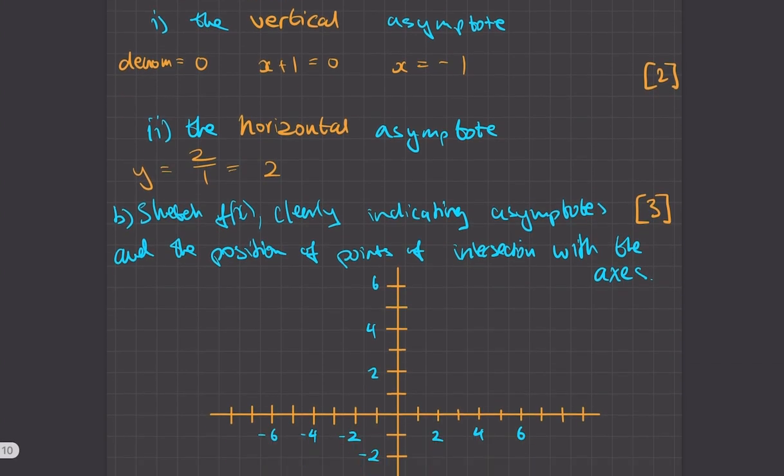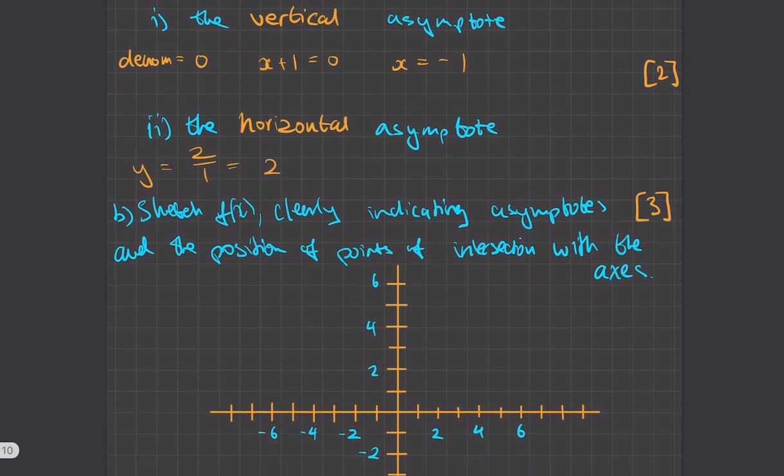Now it asks us to sketch f(x), clearly indicating, this is very important, the asymptotes, so we have to say what our asymptotes are, and the position of points of intersection with the axes. So we have to actually write down where they intersect with the axes.